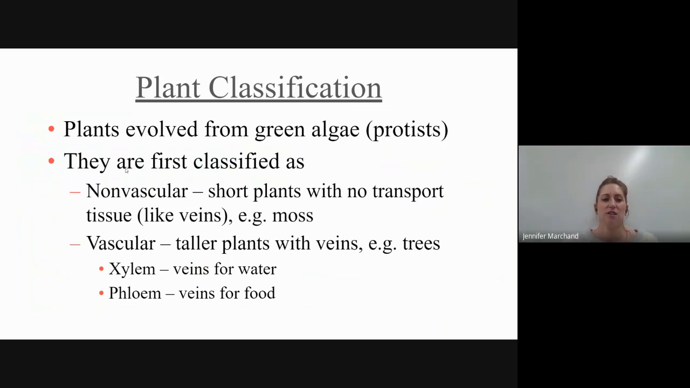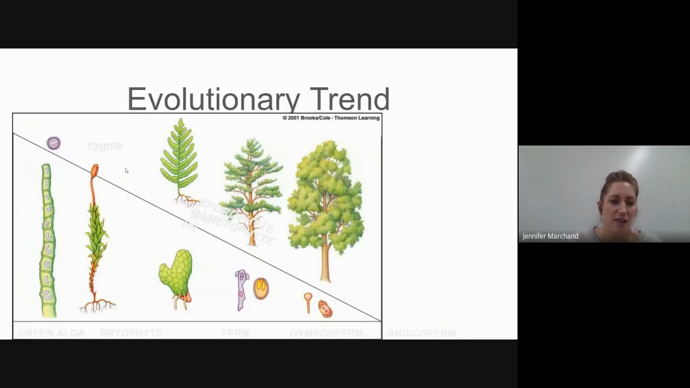First and foremost, plants are classified in two different ways. You have the non-vascular plants, and then you have the vascular plants. The non-vascular plants are the short plants with no transport tissue, i.e. things like moss. And then you have the vascular plants, which are the taller plants, the trees, the flowers, etc. Some of them have xylem, which are veins for water, and they also have the phloem, which are the veins for food. You've got the trees on this side, and then you've got some algae, some bryophytes and some ferns on this side.